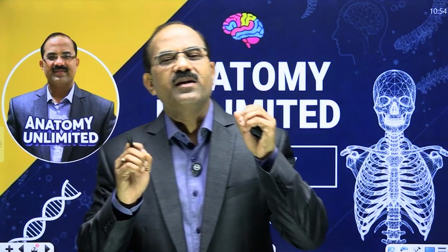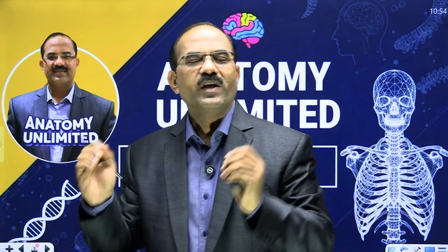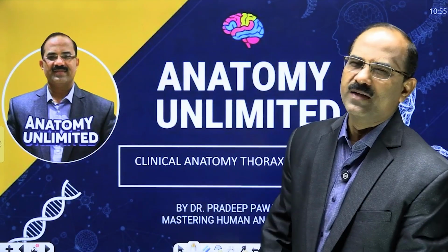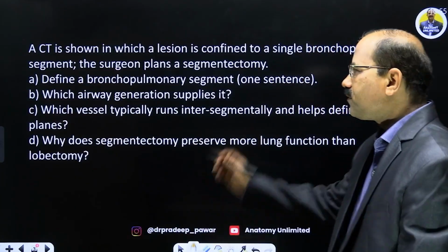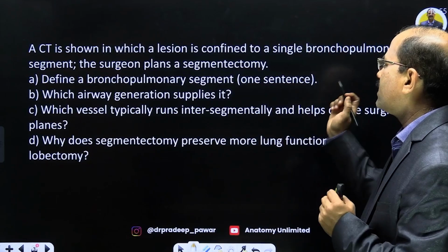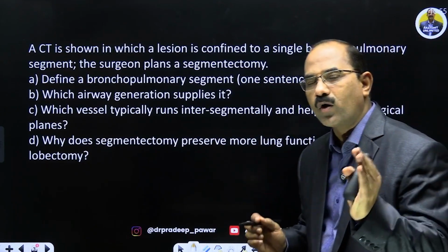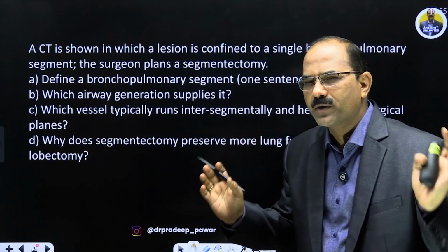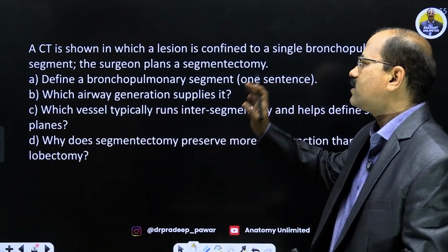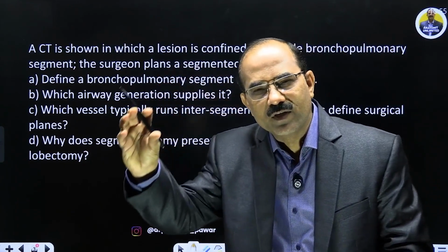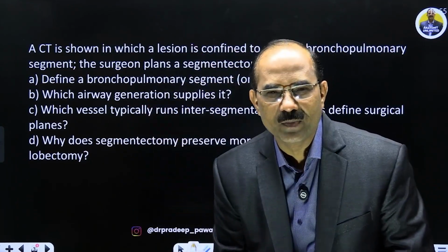We are discussing the thorax and we come to clinical case number 7. Let us begin. A CT scan is shown in which the lesion is confined to a single bronchopulmonary segment. That is what we understand. The surgeon plans a segmentectomy, so a particular segment of the lung is to be removed.